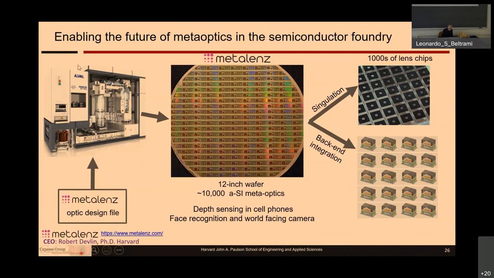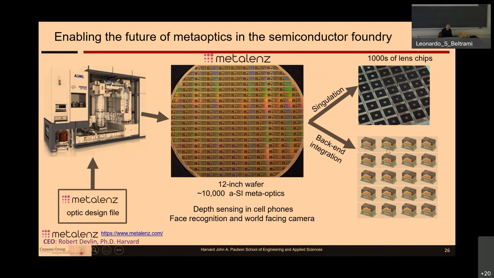Instead, here we enter a design file, and this is made by one of those four foundries. I cannot tell you who it is because this is sort of private information, but it's an existence proof. They took a 12-inch wafer of glass and made 10,000 amorphous silicon metalenses, okay? What's the application? Depth sensing in cell phones, for example, face recognition cameras. So there are two routes here. You could design to cut them out and sell them, or to integrate them with an actual sensor. But you see, this is the exciting picture.